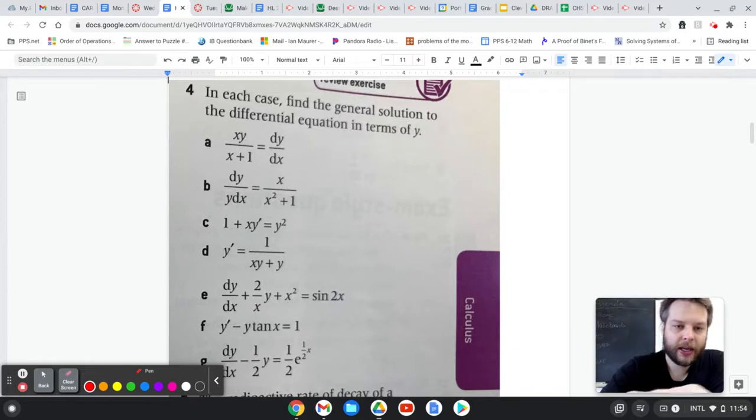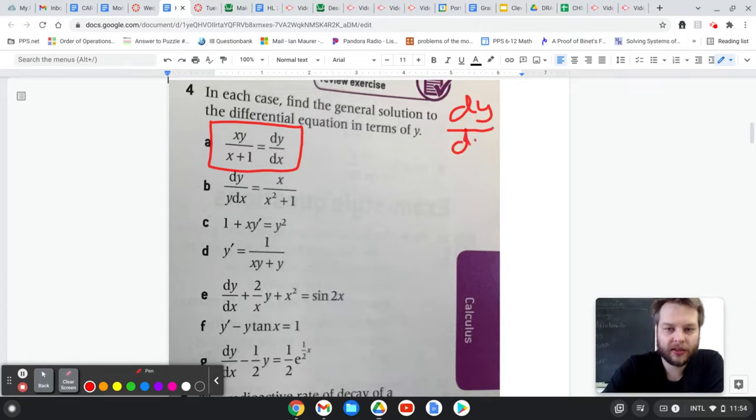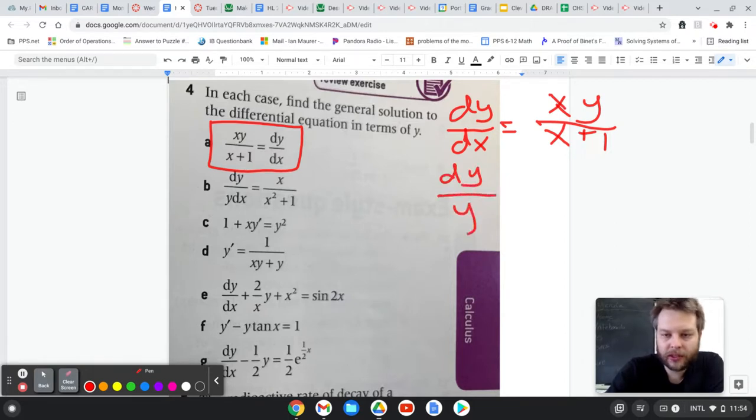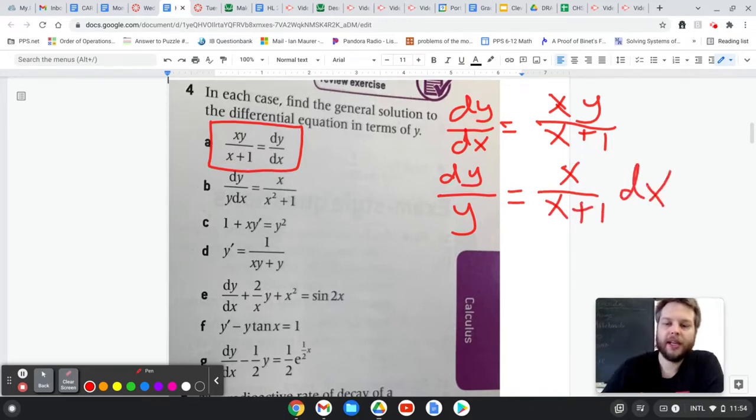So let's look at part A. It's written maybe backwards. I'm just so used to having my derivative on the left, so I'm just going to switch it around. Makes me more comfortable. So then I have xy over x plus 1. Divide both sides by y because we're going to separate, and then we're going to integrate. And so I've multiplied by dx.